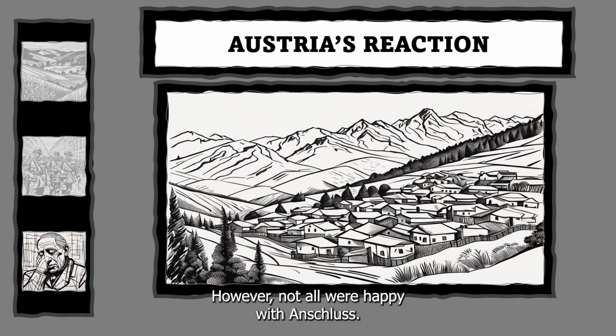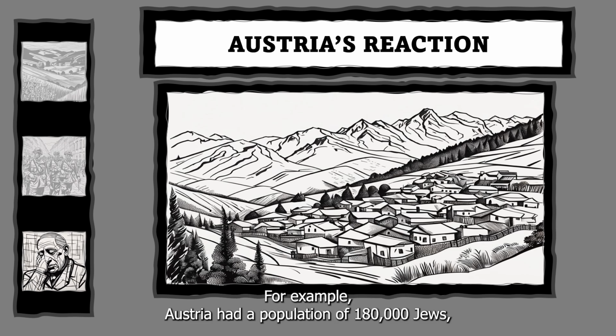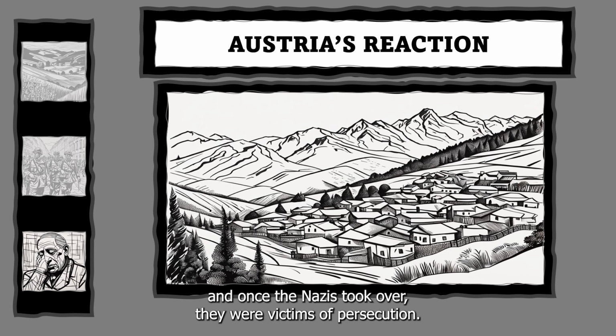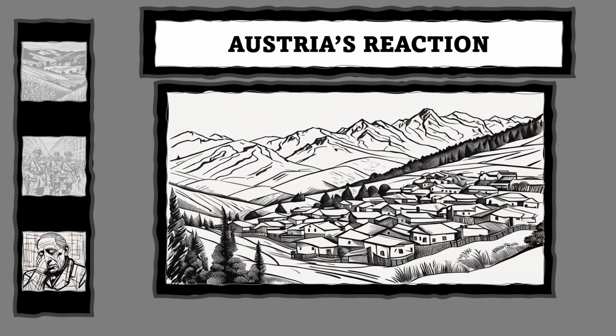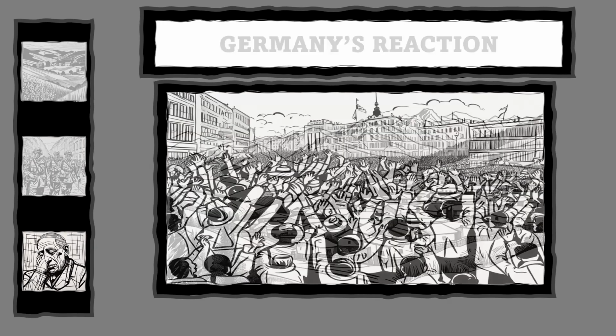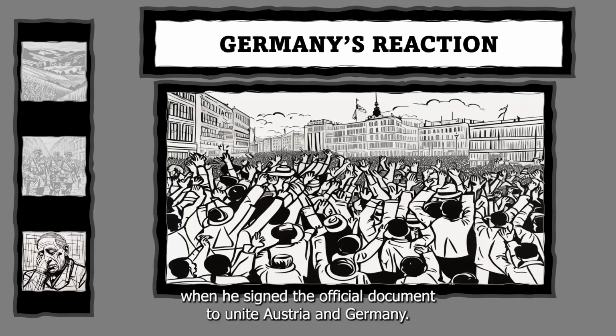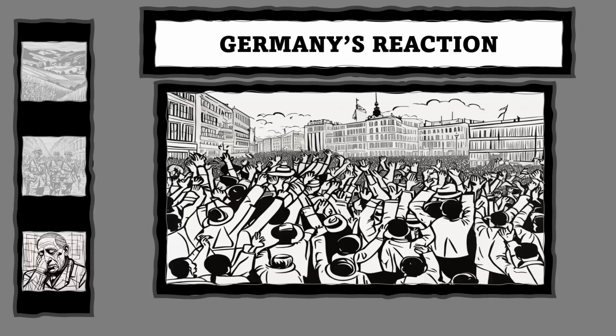However, not all were happy with Anschluss. For example, Austria had a population of 180,000 Jews, and once the Nazis took over, they were victims of persecution. It is said that Hitler cried when he signed the official document to unite Austria and Germany.